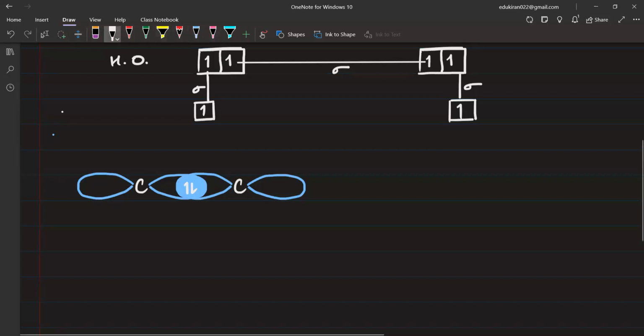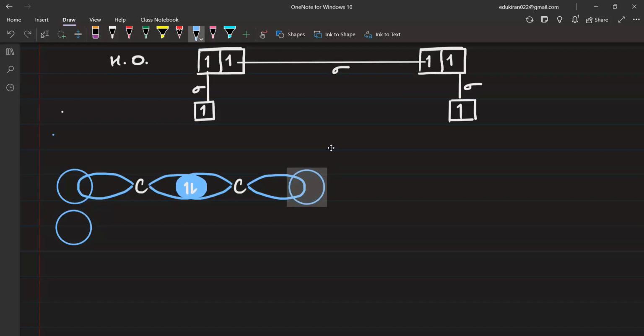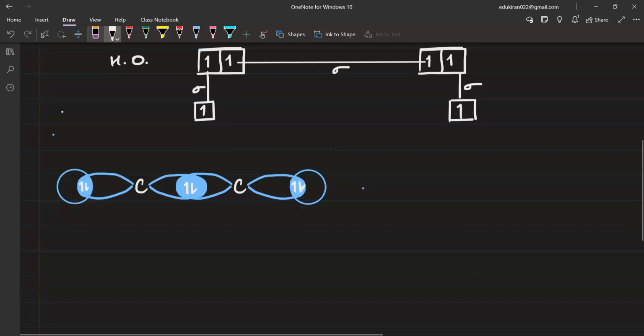Similarly, each carbon atom is bonded with one hydrogen atom. So I will make this hydrogen atom also blue, and here also there will be overlapping of orbitals. And there will be a bond here with 2 electrons, bond here with 2 electrons. After that, we have 2 pure p orbitals.